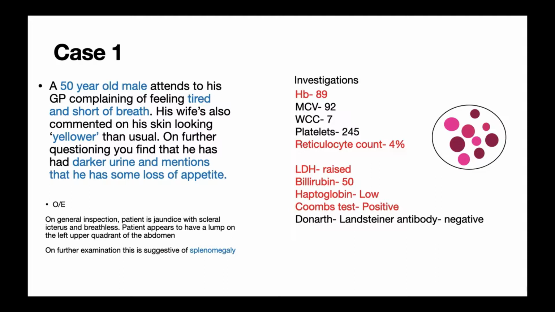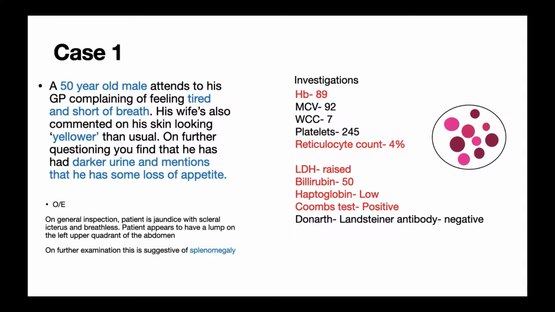And then we have this test called the Coombs test, and this was found to be positive. Now, the Coombs test is an important test when assessing if a patient has autoimmune hemolytic anemia because it identifies if the patient has antibodies against their own red blood cells. And so if this is positive, it highly suggests that it's an immune problem as opposed to a non-immune problem.